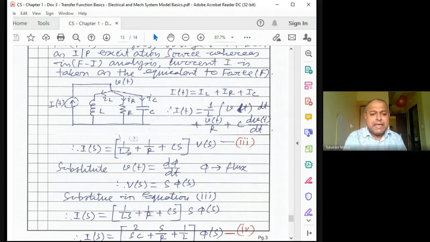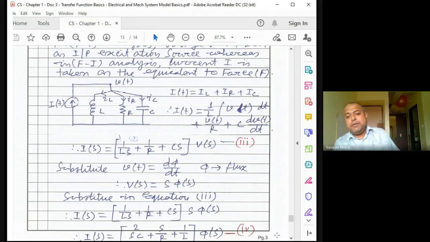Why has 1 by LS become, why has S come in the denominator? Because this Vt is an integrator. Integration gives S in the denominator. So it is 1 by LS plus Vt, which has become Vs on the output side. We have taken common 1 by R. And this C dVt by dt, differentiation gives you S, so this is CS and this is Vs. So Is is now equal to 1 by Ls plus 1 by R plus CS, times Vs.